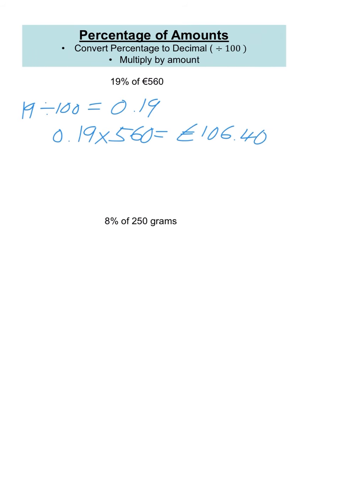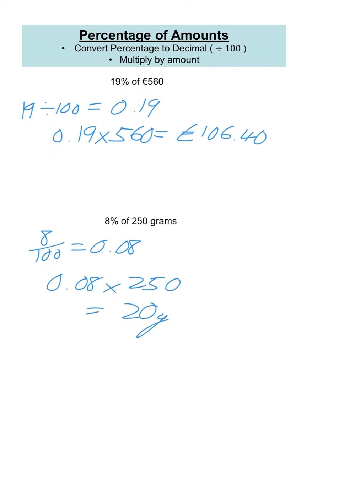The next question then, so we have to find 8% of 250 grams. So 8, let's divide that by 100, so 0.08, then multiply by the amount, so 0.08 times 250, and that will equal 20, and our unit is grams. And that's it. Just divide by 100 to change your percentage to a decimal, then multiply it by the amount.